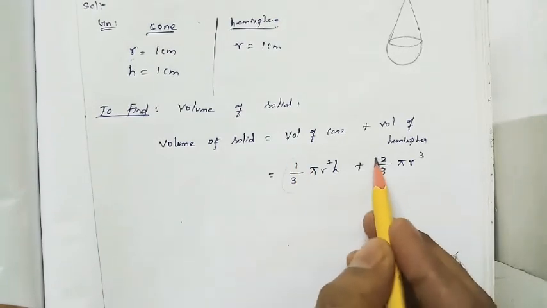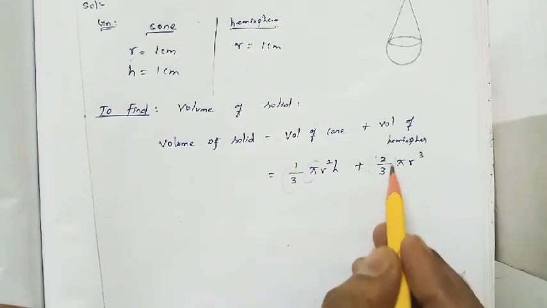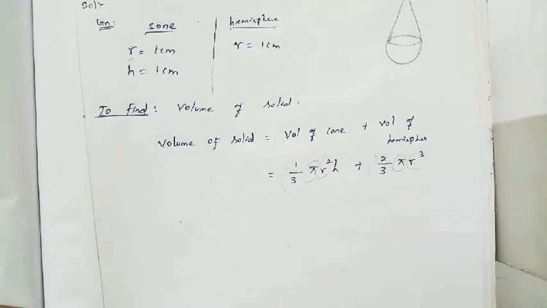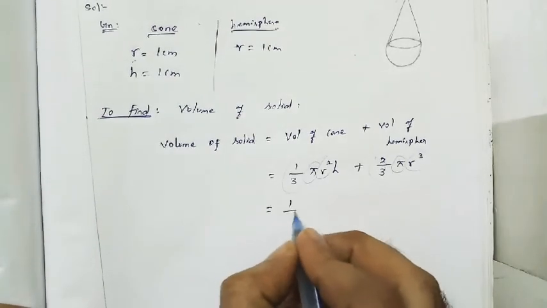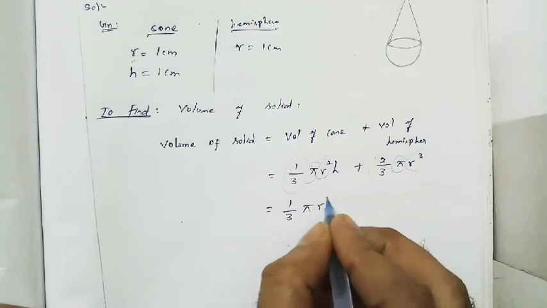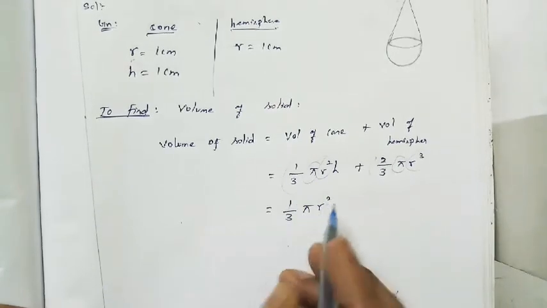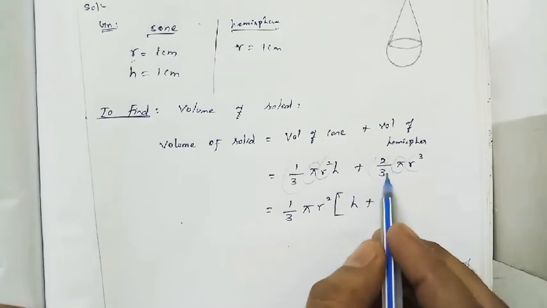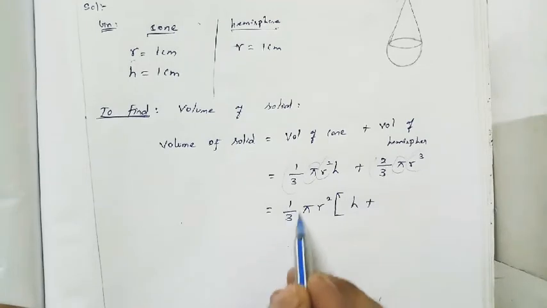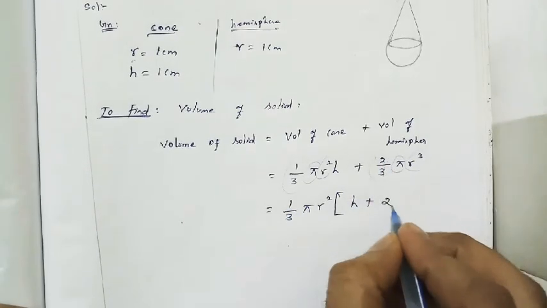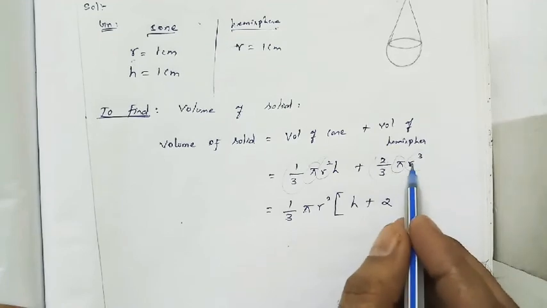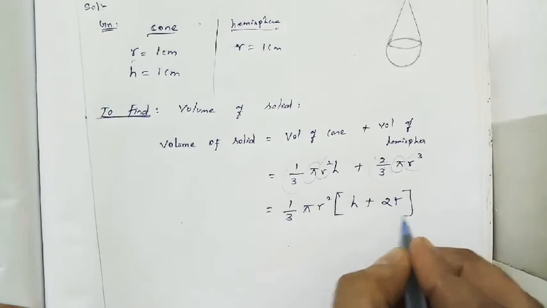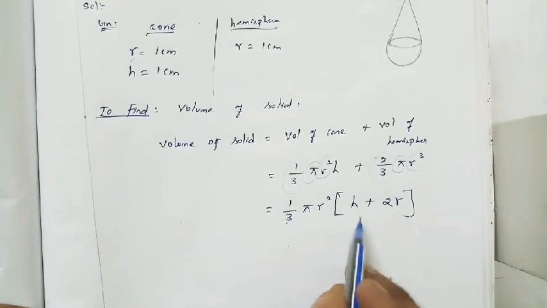1 by 3, pi, and r square, since r cube is there, so r square is common. So shall I take the common term outside? It is equal to 1 by 3 pi r square, common. What is the remaining in the first term? h plus 2 by 3. In the 2 by 3 I have taken that 1 by 3 alone, so the remainder is 2. In the r cube I have taken r square alone, still we are having one more r, so 2r. Understood? So 1 by 3 pi r square into h plus 2r.